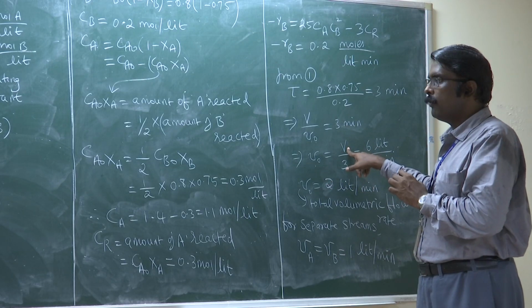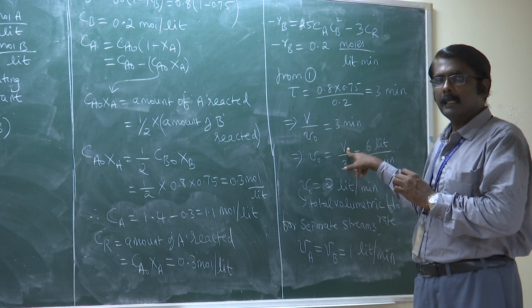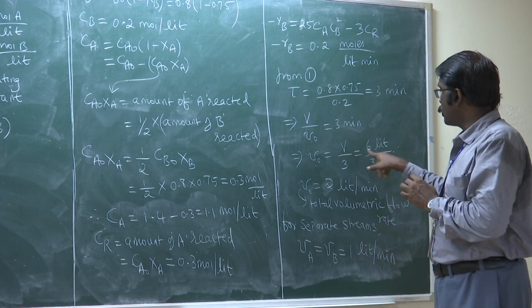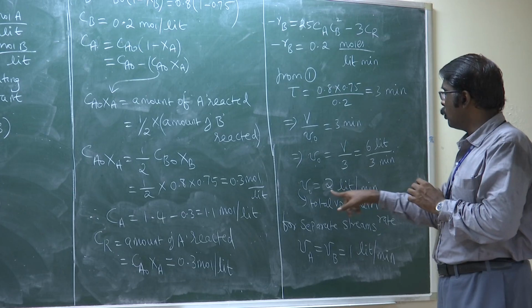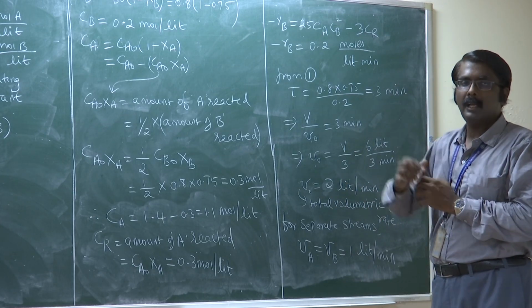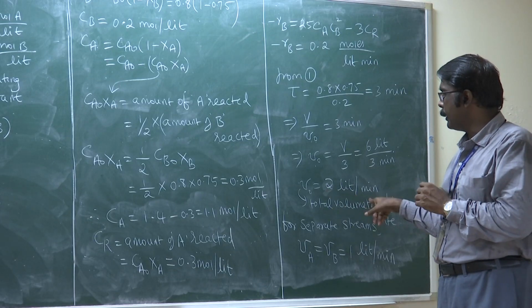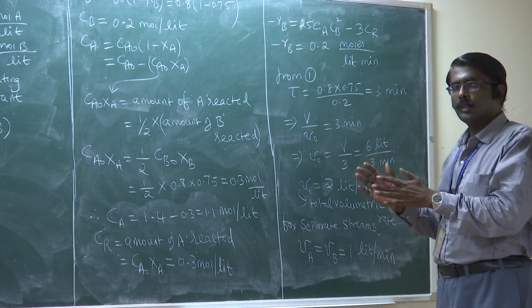So what is the value of this V? V is again given data. V is the reactor volume that is given as 6 liters. So substitute it here, 6 liters divided by 3 minutes, which comes to 2 liters per minute. So this V naught is the combined stream volumetric flow rate, equal to 2 liters per minute. This is the total volumetric flow rate of both the streams.